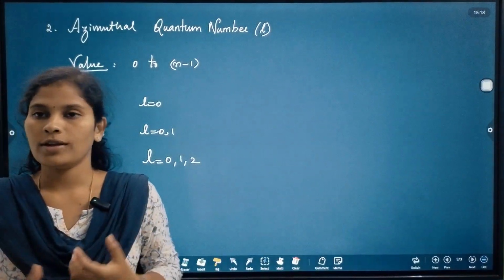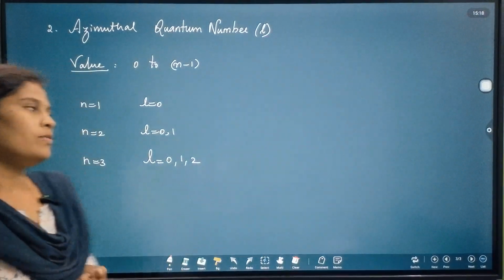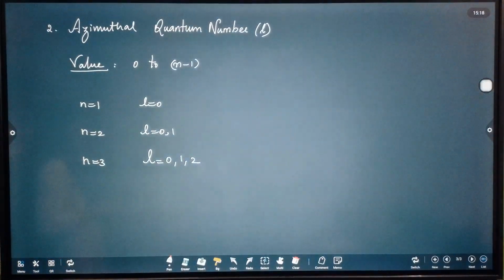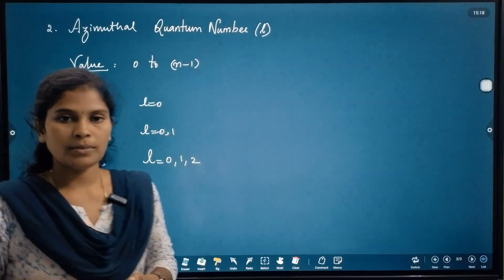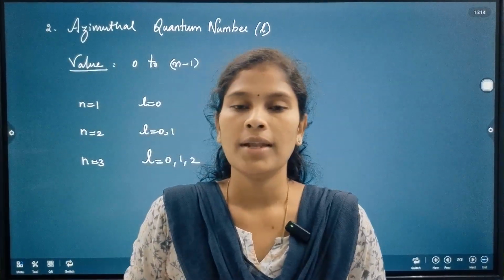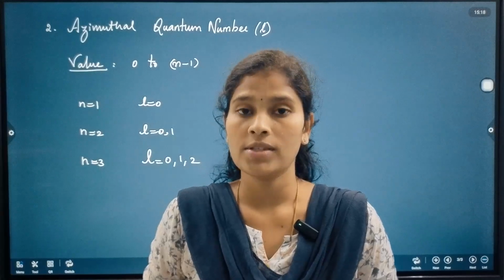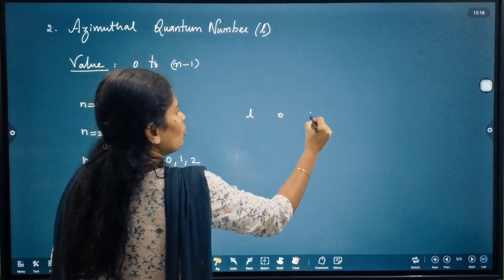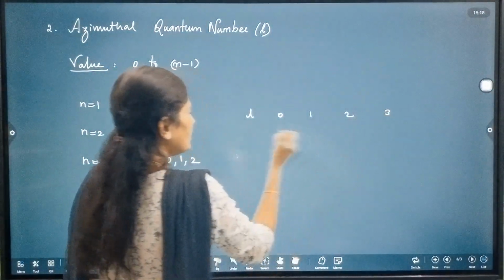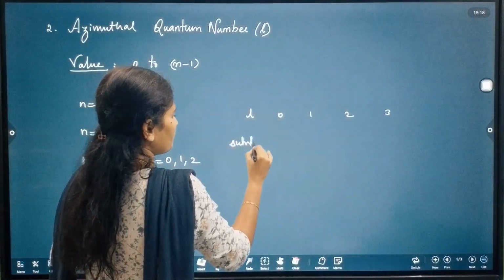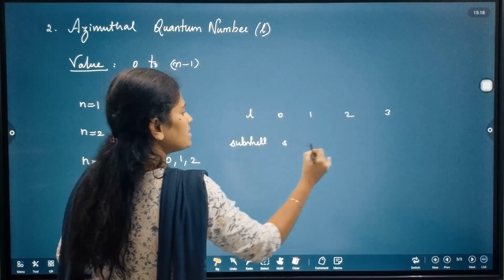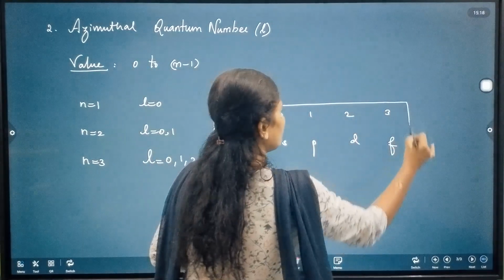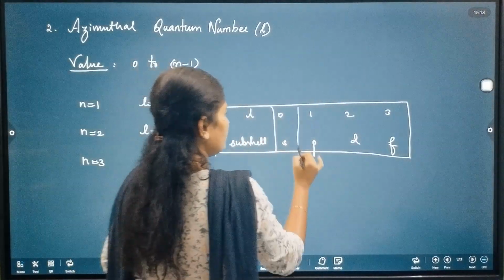Okay, I know the azimuthal quantum number. What is the main significance of this? We can say in which subshell the electron is located. The principal quantum number gives information about in which shell the electron is located. Similarly, the azimuthal quantum number gives information about in which subshell the electron is located. If L is equal to 0, 1, 2, 3, what is the subshell? It is s, p, d, f. s, p, d, f are all called subshells.